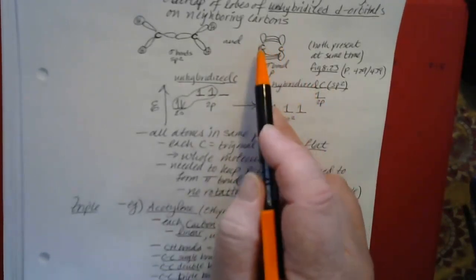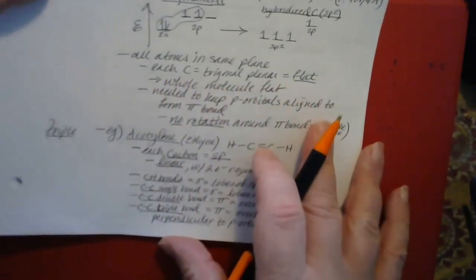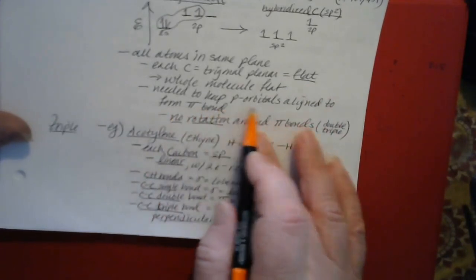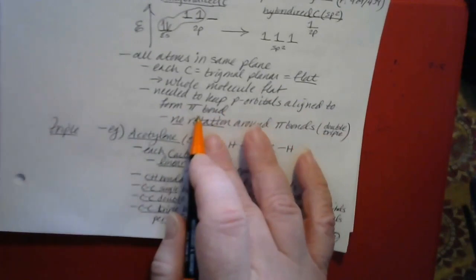And that is how the pi bond forms, because each carbon has a single electron in its 2p orbital, and so you can get overlap side to side between the 2 carbons, and that is your pi bond. So here's where the sigma bonds form, and here's where the pi bond forms with another carbon that has the same arrangement of electrons. Okay, so as I said, each carbon is trigonal planar, and that means the whole molecule is flat in this case. That arrangement is needed in order to keep the p orbitals aligned to form the pi bond.